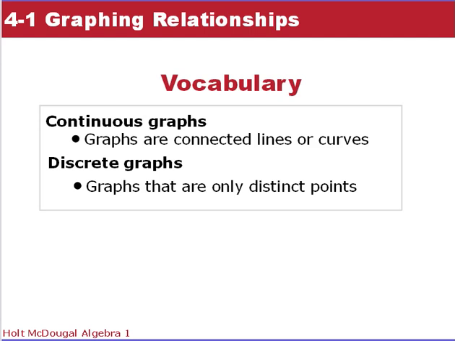Some vocabulary words. First one is a continuous graph, and that's a graph where all the lines or the dots are all connected, so we make a line or curves. And a discrete graph is with only distinct points. It's going to be a line where there are only points that could be going up or down, but you do not connect the dots. So something with counting would be discrete. Continuous would be a measurement.